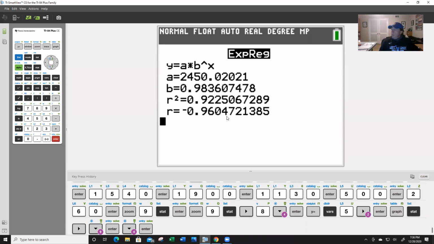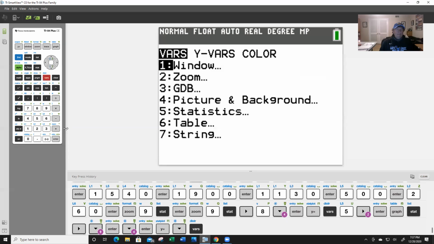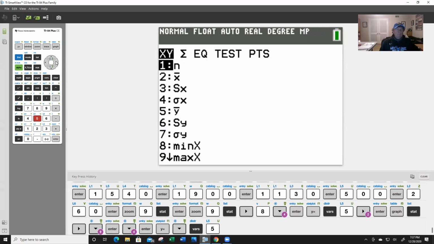And that R squared is 0.923. It's not quite as good, but let's go ahead and graph that. And again, you can write that down. So Y equals, go down to number 2, VARS, Statistics, Equation, Regression Equation.